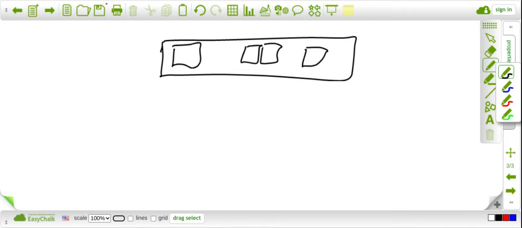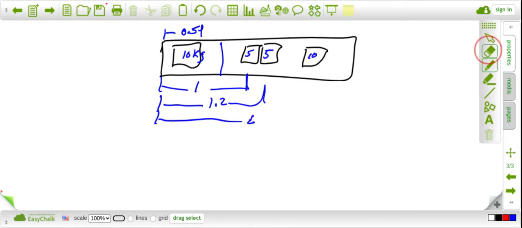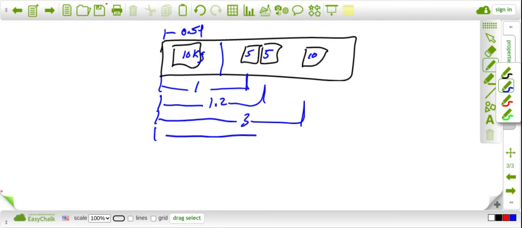So if this segment here has a mass of 10 kilograms and is located a half a meter from the end of the board, and this segment over here has a mass of 5 kilograms and is located 1 meter out, and this has a mass of 5 kilograms and is located 1.2 meters out, and then I have another 10 kilograms and it's located 3 meters out, and then this whole board was 4 meters in length.